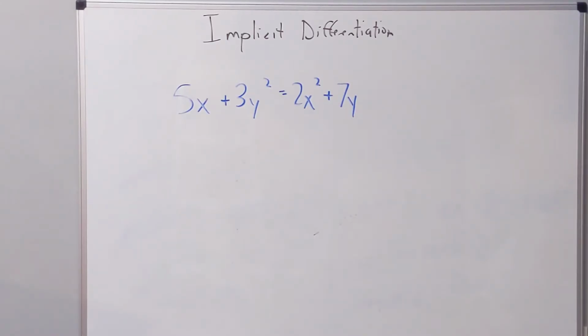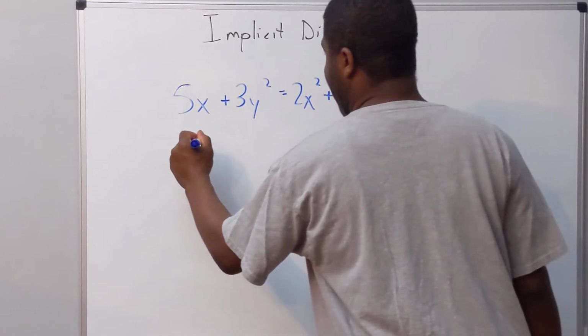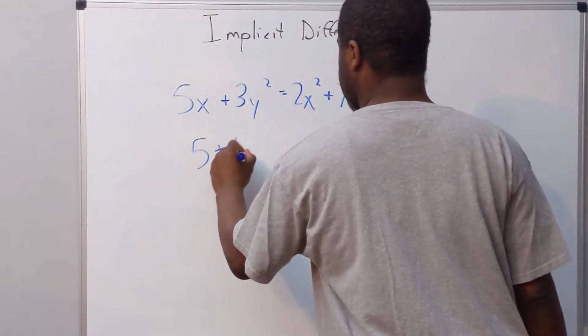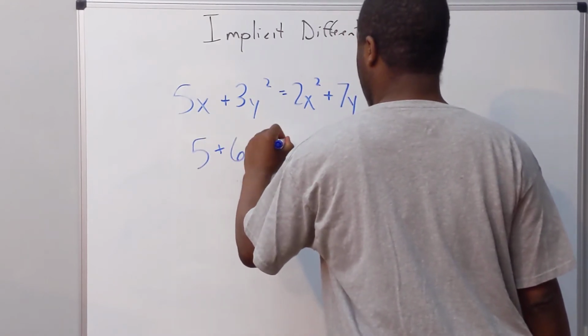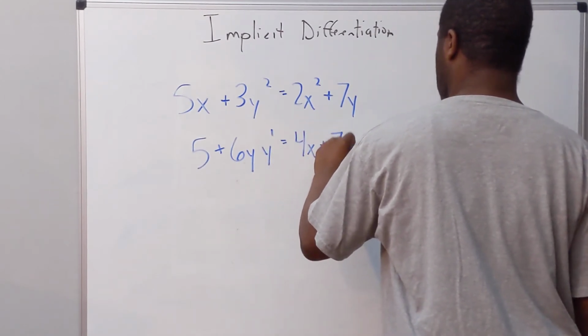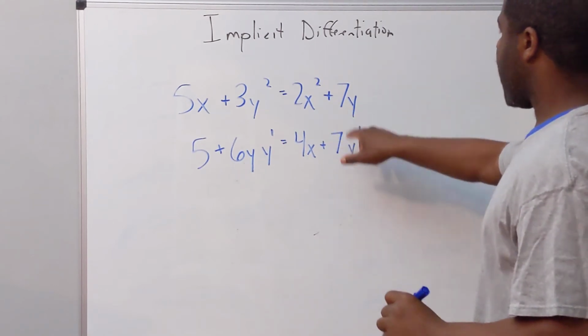Okay, so here we have another problem. And remember, we find the derivative of each term on both sides of the equation. But every time we find the derivative of a y term, we have to write y prime. Sometimes you will write it as dy over dx, but that's still just to denote the derivative. All right, so the derivative of 5x is 5 plus 6y, it's y prime, is equal to 4x plus 7y prime. The derivative of 7y is just 7.